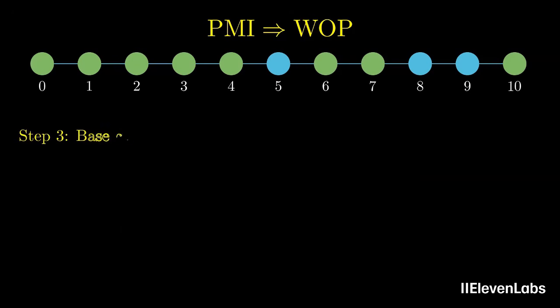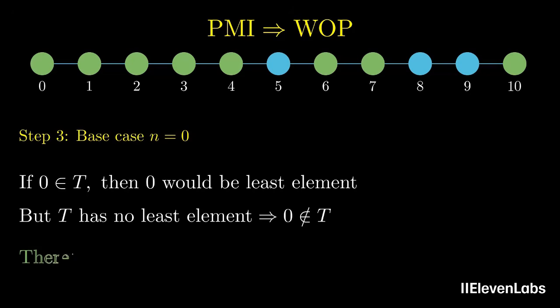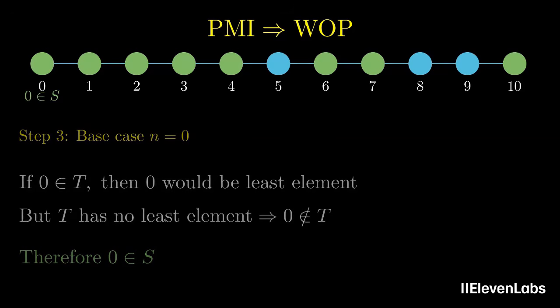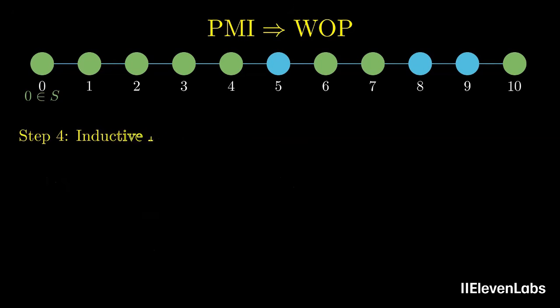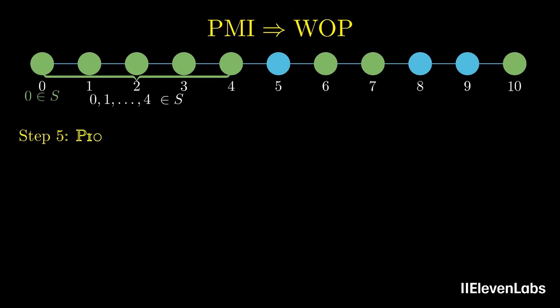That means an element x is in S if and only if it is not in T, and vice versa. Next, we prove that 0 is in S. If 0 is in T, then 0 would be the least element. But T has no least element, which implies that 0 is not in T. Therefore, 0 is in S. Next is the strong induction hypothesis. That is, assume that all the elements from 0 to k are in S. We shall show that k plus 1 is also in S.